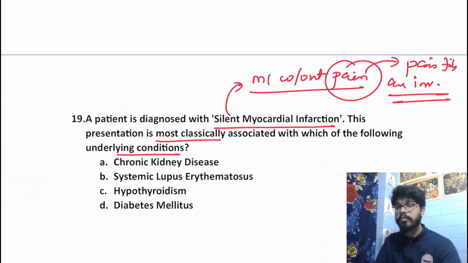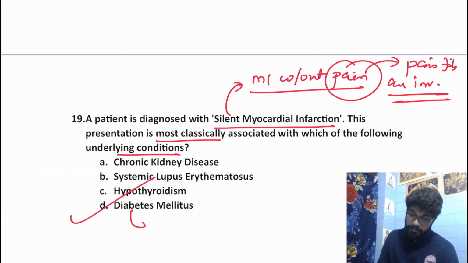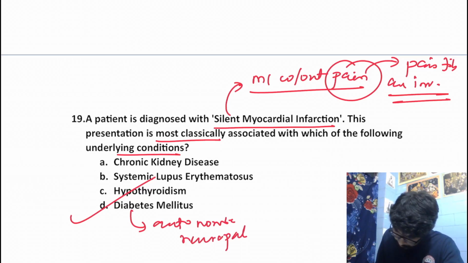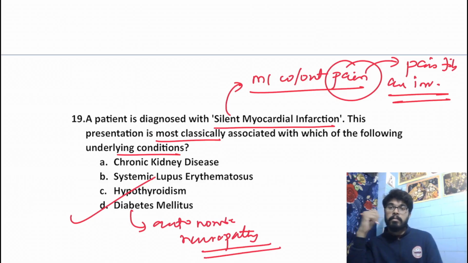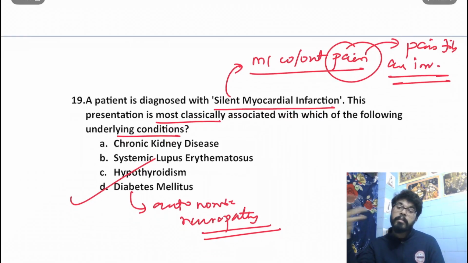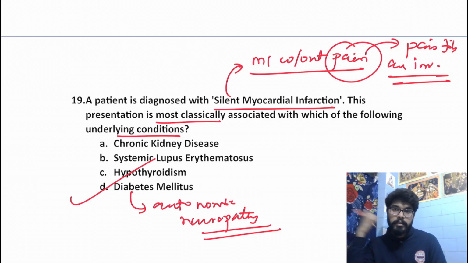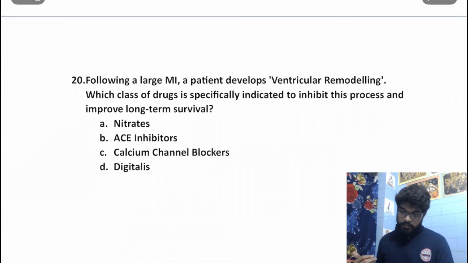The pain fibers are destroyed, and this happens in diabetes mellitus, right? This is due to autonomic neuropathy. The pain fibers are destroyed, so we won't get the pain sensation, right? But there would still be destruction of the myocardial muscles, and that would lead to a silent myocardial infarction, finally resulting in sudden death. Okay. Moving on to the next question.